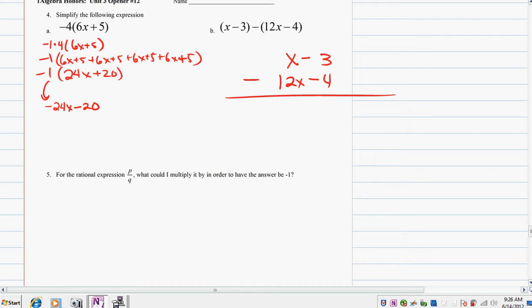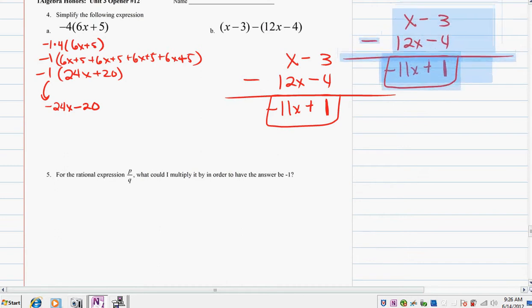So I'm taking negative 4 away from negative 3. And when I do that, I end up at 1. I'm taking 12x away from 1x, so I get a negative 11x. So you could think of it that way.